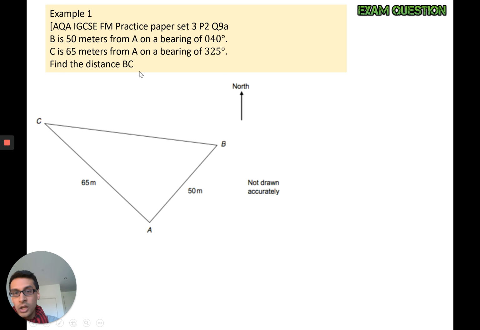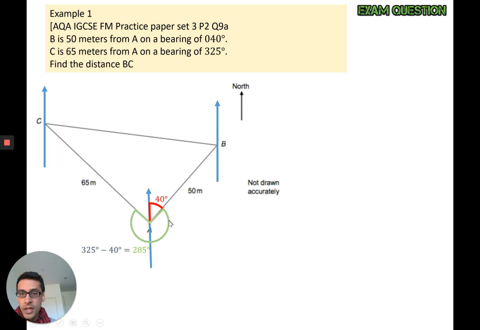Find the distance BC. So we're looking for a length. We don't know if it's a right-angled triangle, so we can't use Pythagoras. So we're going to have to use trigonometry, and the first thing you do for all of these questions, you draw the north lines, like I said before. Then you can measure out this 40 degrees because it's from north going 40 degrees. The second bearing you're given is from A, so it's the same point here. That bearing there is 325. However, I've taken 40 away, so I can then find out what the external angle is for that shape, and then I can work out the missing angle there, 35.